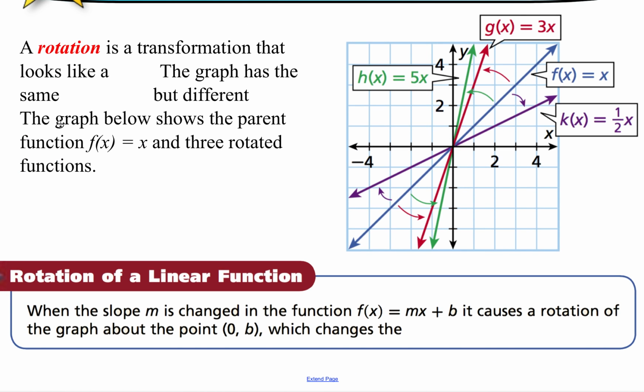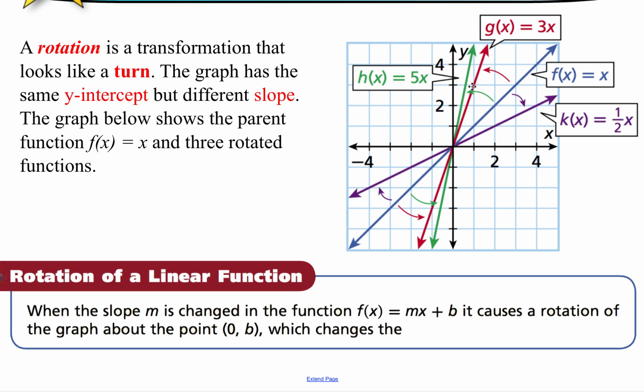Rotations are transformations that look like a turn. The graph has the same y-intercept, so it crosses at the same place, but the thing that's changing here is the slope. So our parent function is in blue right here, f of x equals x. But look what happens when we multiply by a whole number bigger than 1. That rotates this line counterclockwise. You can see if we make it even bigger, 5x, it rotates it even more.